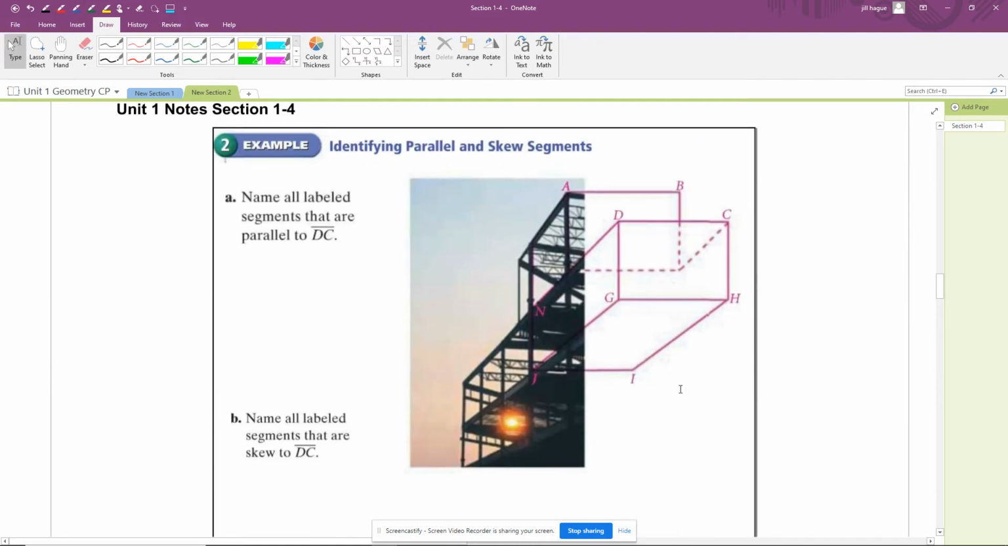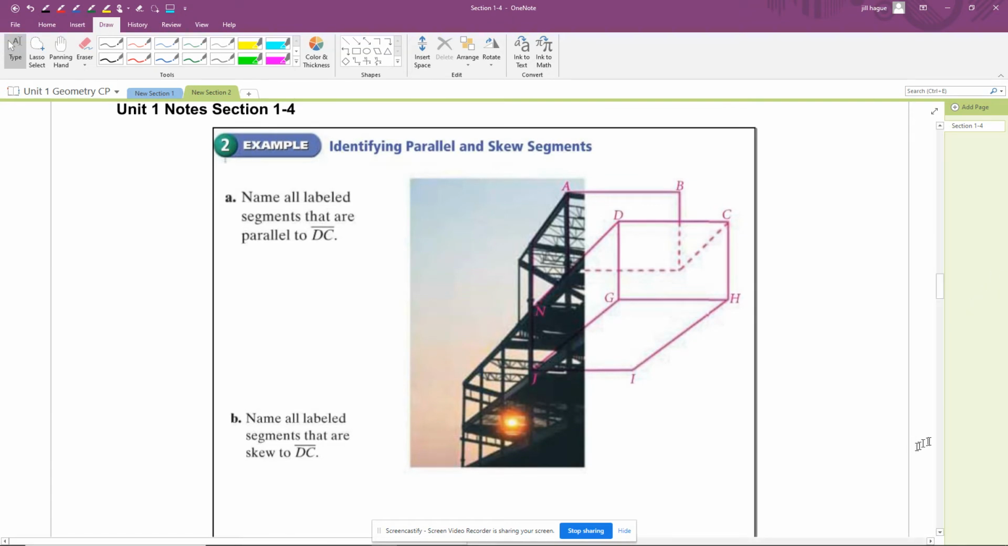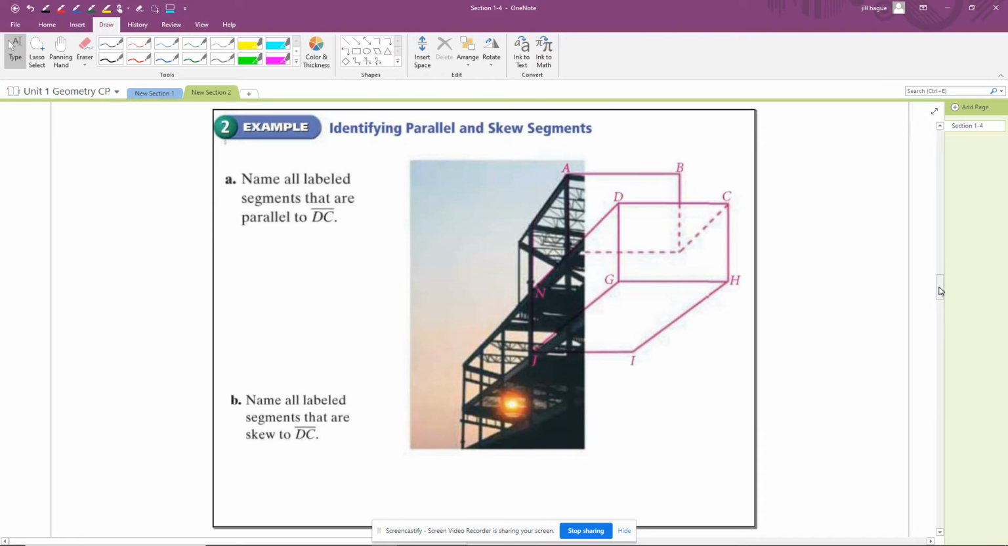All right. Now we've got a few examples and the lesson's over. It's a nice quick example. Maybe you could try these on your own if you want, pause it, and check with what I'm going to do here to see what your knowledge is to this point. So let me do them for you. We have to name all the segments that are parallel to DC. So here's DC.